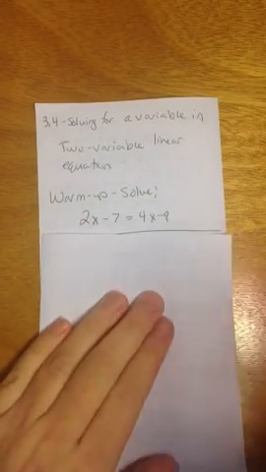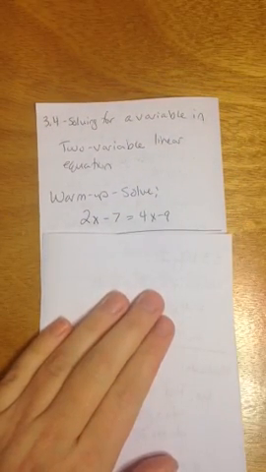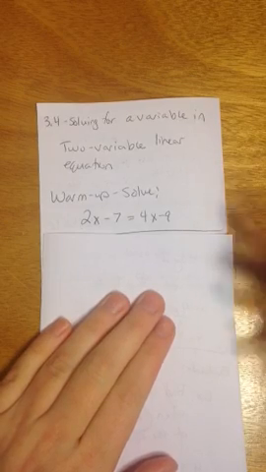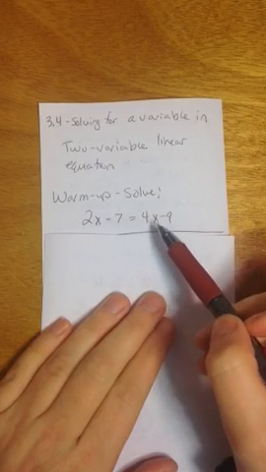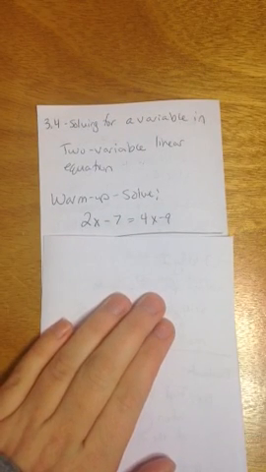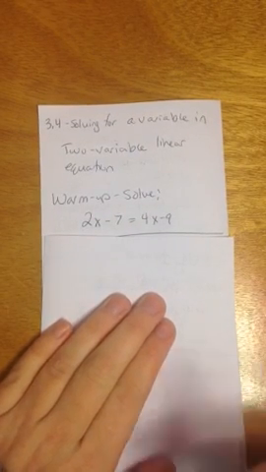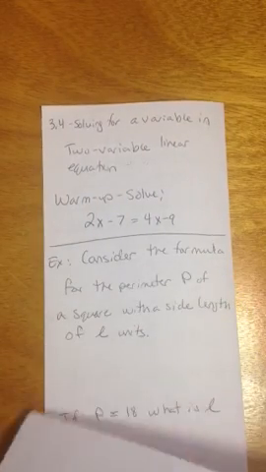So we're talking about 3.4, solving for a variable in two variable linear equations. Your warm-up, I just want you to solve for x: 2x minus 7 equals 4x minus 9. So take a second, pause the video, and go from there.